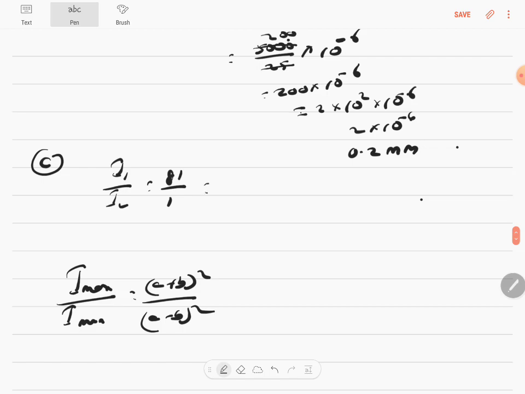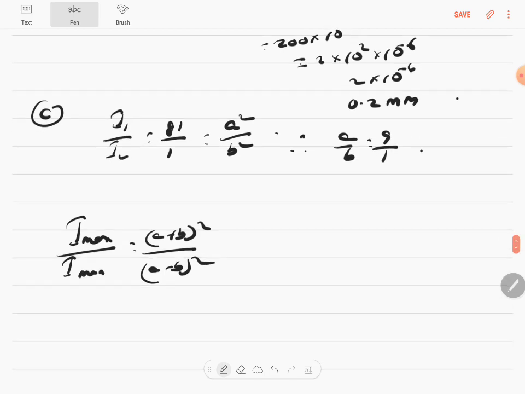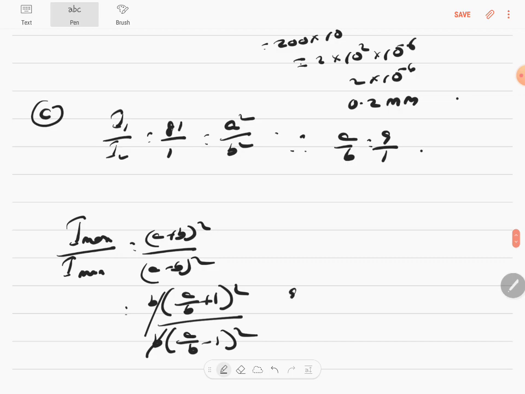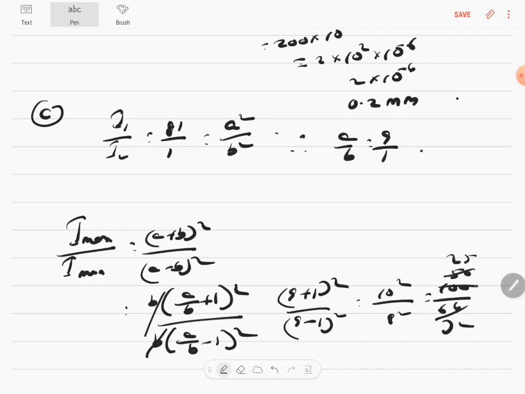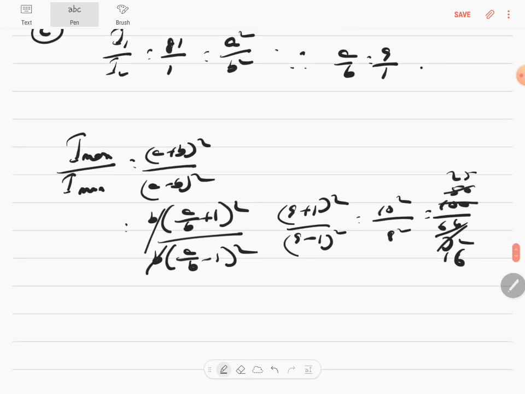You know that intensity is the square of amplitude. So for the incident ray, this should be A square and this should be B square. So then A by B should be equal to 9:1. If you know A by B is 9:1, taking B out, A by B plus 1 the whole square, and A by B minus 1 the whole square. B and B get cancelled. 9 plus 1 the whole square by 9 minus 1 the whole square. So it's 10 square by 8 square, which is 100 by 64, which is 50 by 32, or 25 by 16. So I max by I minimum is this.